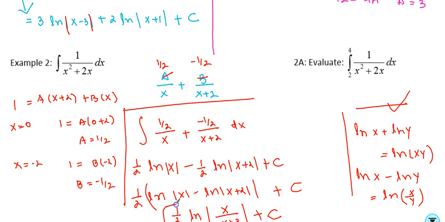So again, u-sub does not work because the derivative of the denominator is not there. It's easy to factor the denominator, find the values of a and b, and then go back to the normal integration method. Now, this 2a is the same question with the bounds 2 and 4.